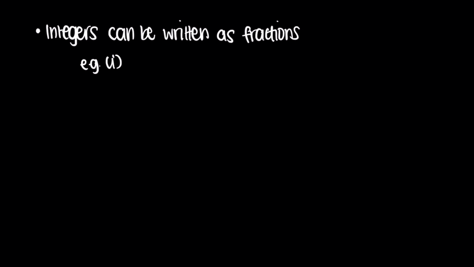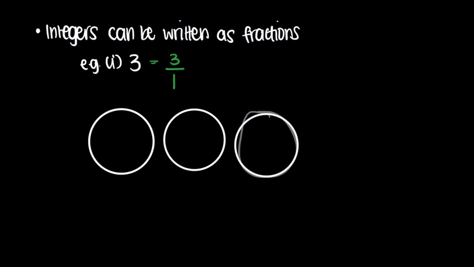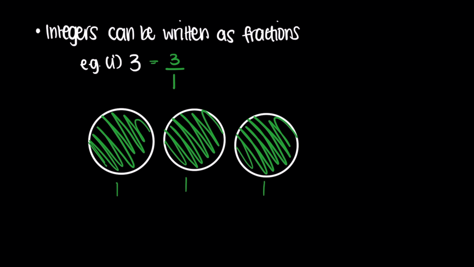Now, integers can be written as fractions. And this is something that you've probably already noticed. For example, let's take the integer 3. This integer 3 written as a fraction is 3/1. And we can show it graphically. It would simply mean we have 3 pies, each with 1 part since its denominator is 1. And this should make sense because we said before in the definition of fractions that the denominator represents a number of equal parts being divided into. So 3 divided into 1 part, or 3 divided by 1, is 3.